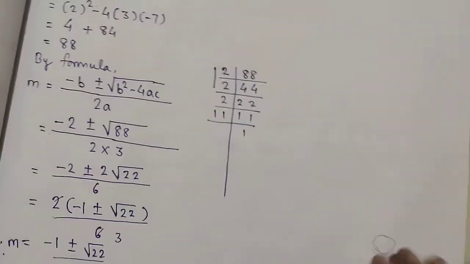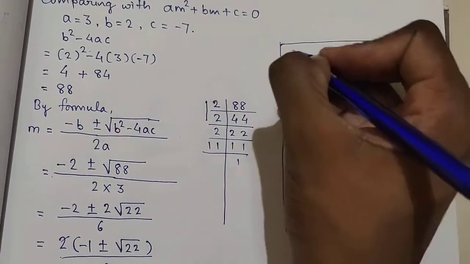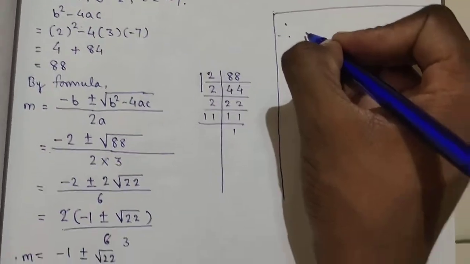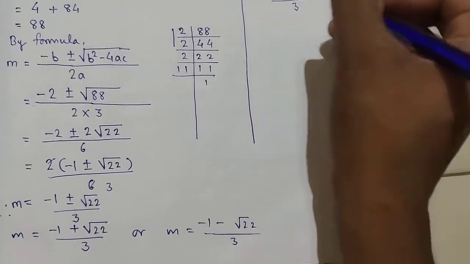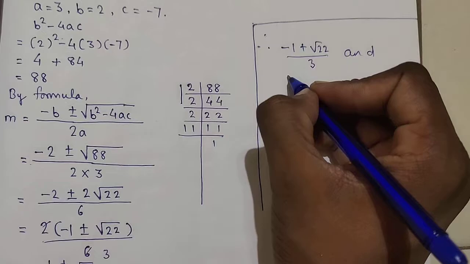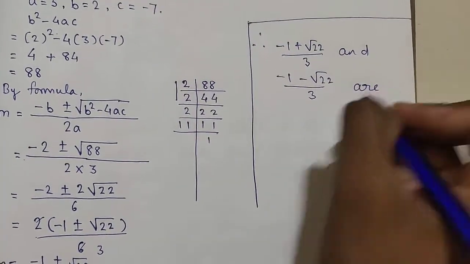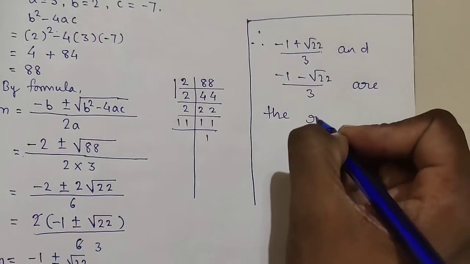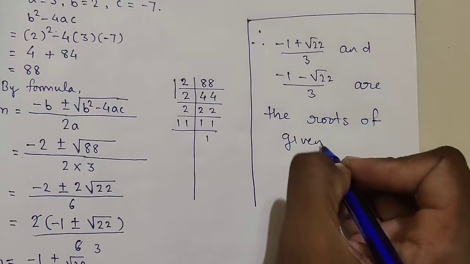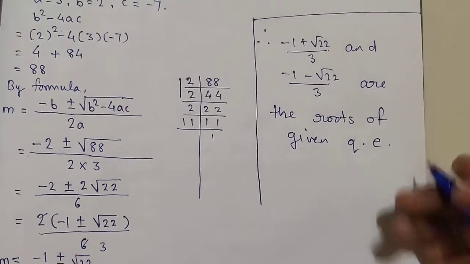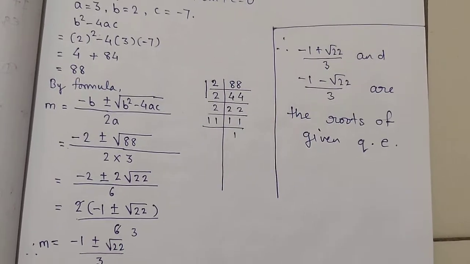Now we can write our final answer. Therefore minus 1 plus root 22 upon 3 and minus 1 minus root 22 upon 3 are the roots of the given quadratic equation. So in this way I have solved the first and third question.